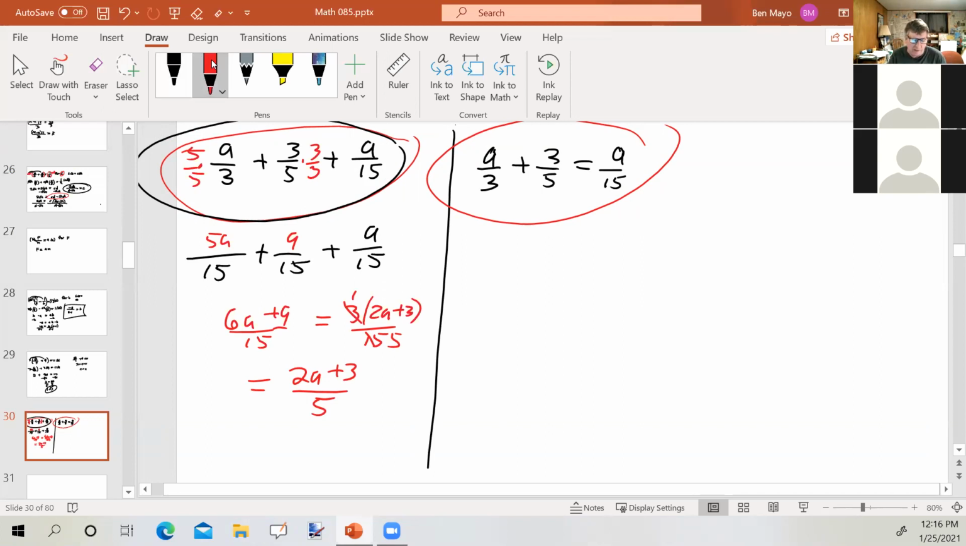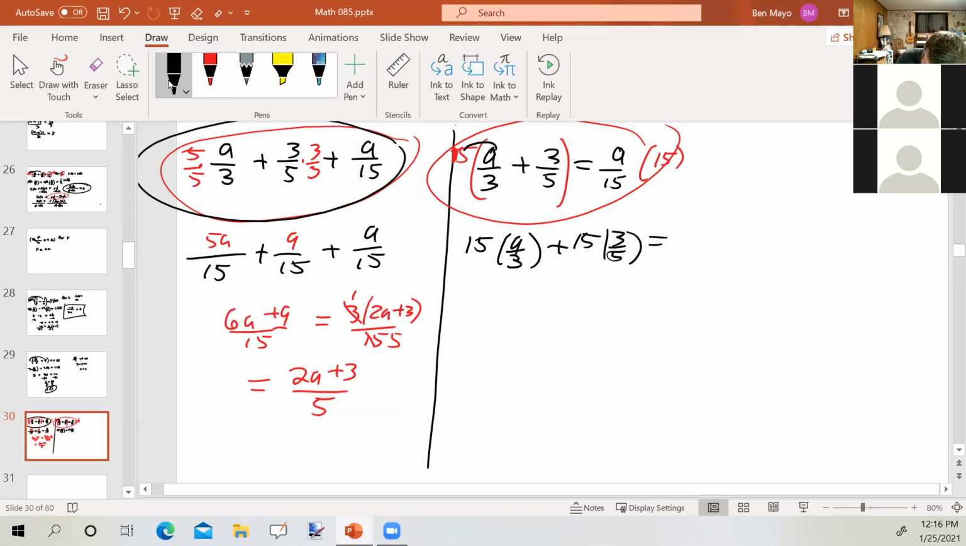And I know I went through that kind of quickly, but the point was I couldn't clear the fractions. I can't get rid of them. I'm just adding or subtracting terms. It's not an equation. Now, the second scenario is an equation. Here, I can multiply both sides by 15 because I have both sides. So I get 15 times a over 3 plus 15 times 3/5 equals 15 times a over 15. Going through and reducing, 15 over 3 is 5, I get 5a. 15 over 5 is 3, plus 9. 15 over 15 is 1, times a. So I'm going to subtract a and get 4a plus 9 equals 0.